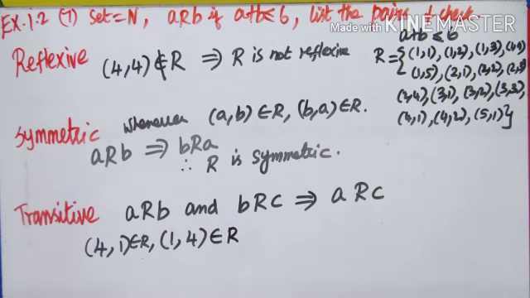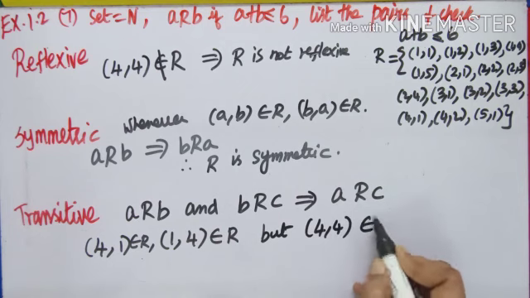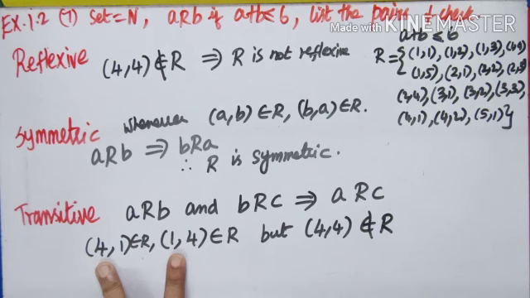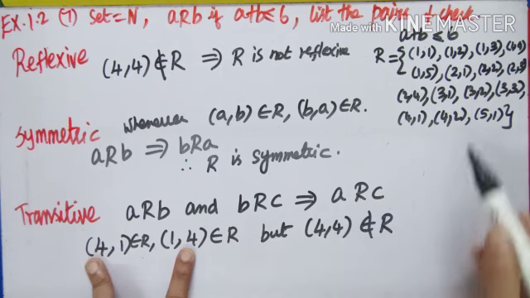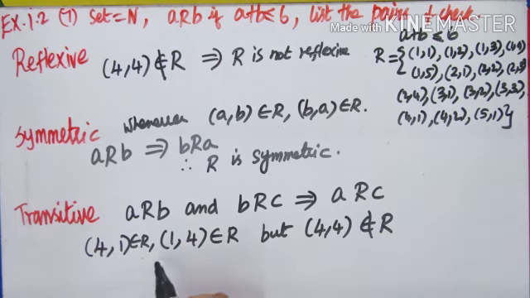The combination, what will I say? 1, 1 if I hide, 4 comma 4 should belong to R. But 4 comma 4 does not belong to R. See, 4, 1, 1, 4 is present. The combination 1, 1 if I cancel, 4, 4 should come. 4, 4 is not in R. Therefore, R is not transitive.